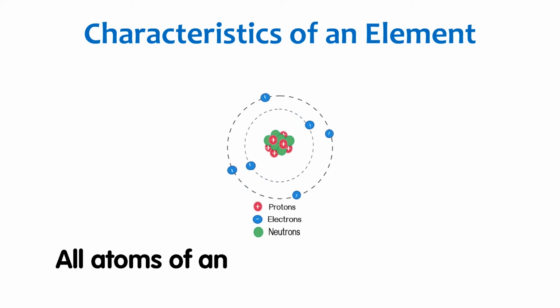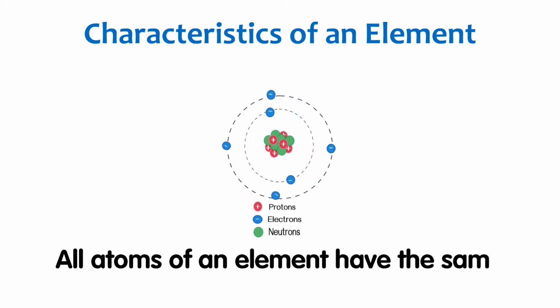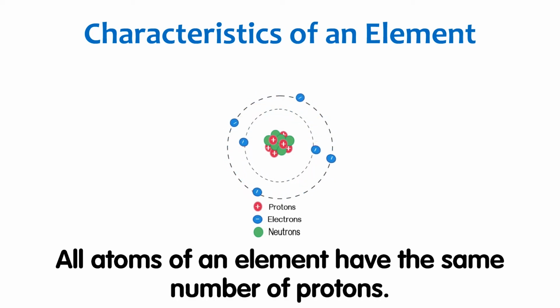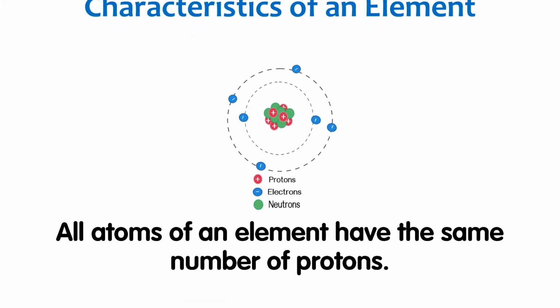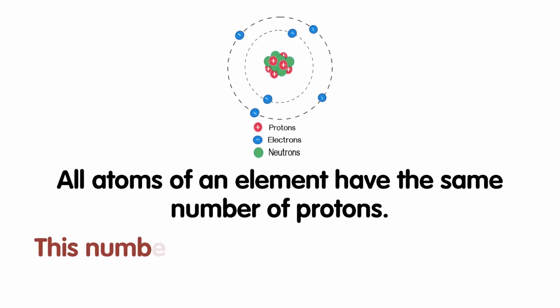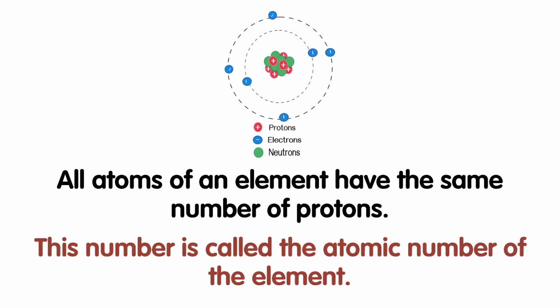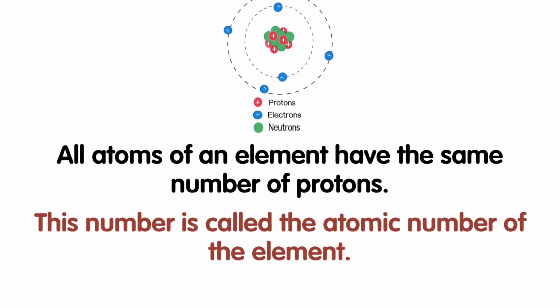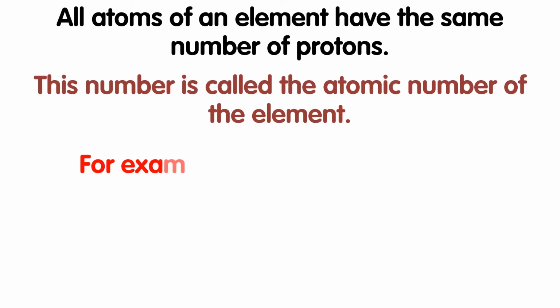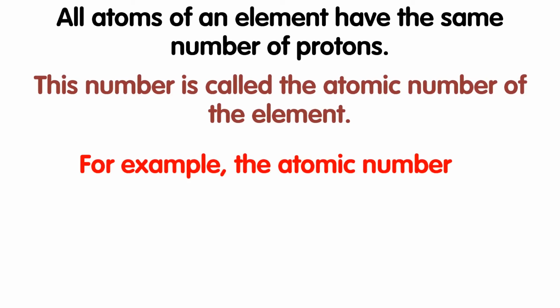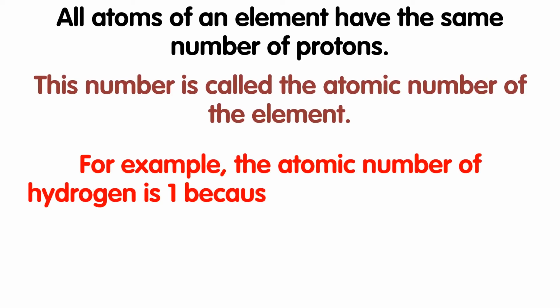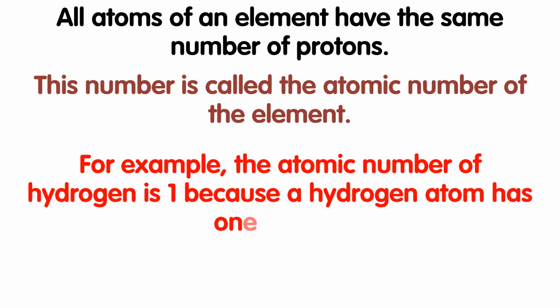All atoms of an element have the same number of protons. This number is called the atomic number of the element. For example, the atomic number of hydrogen is 1 because a hydrogen atom has 1 proton.